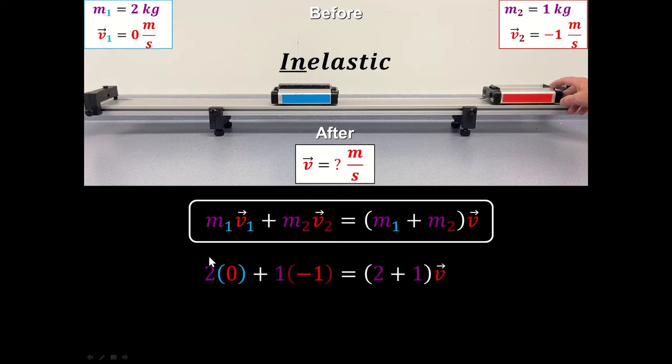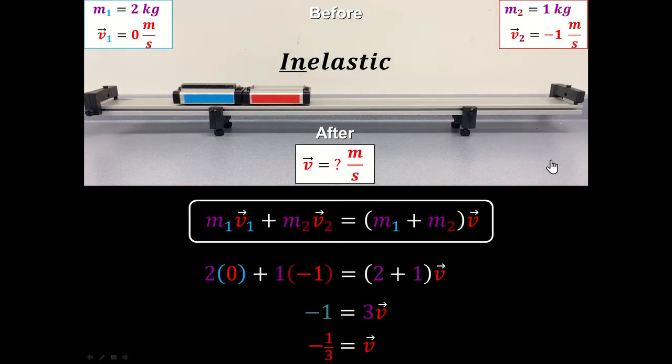It's inelastic. So initially we had 2 kilograms that was initially stopped. We had 1 kilogram moving to the left at 1 meter per second. And then afterwards, the 2 kilograms is going to combine with the 1 kilogram, and they're going to move off at some velocity. And I want to know what that velocity is. So 2 times 0 is 0. 1 times negative 1, a total of negative 1 before, equals 3v. So if I divide both sides by 3, I get the velocity is going to be negative 1/3. That negative means that when this cart collides, it's going to go off to the left at 1/3 the velocity of that one. Let's see it.